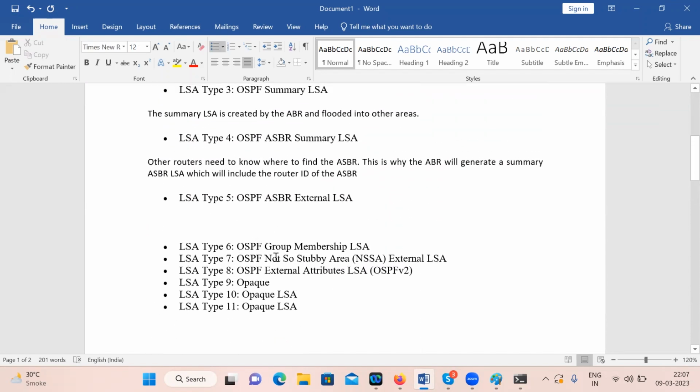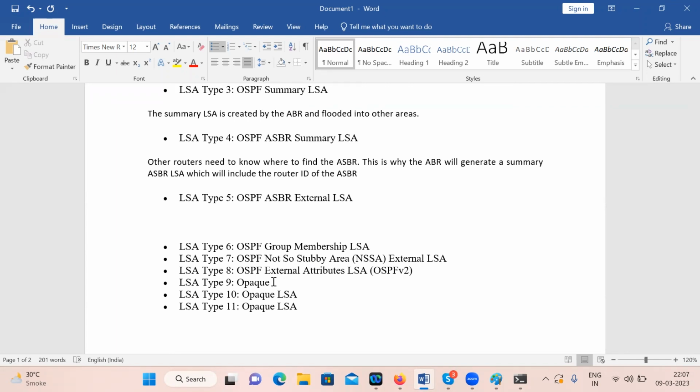Type 7, which is what? Not so stubby area. Okay, that time I will define what exactly type 7 means. Type 8, OSPF external attribute LSA. Here also we don't deal with it. What about type 6? Type 6, we never deal with.